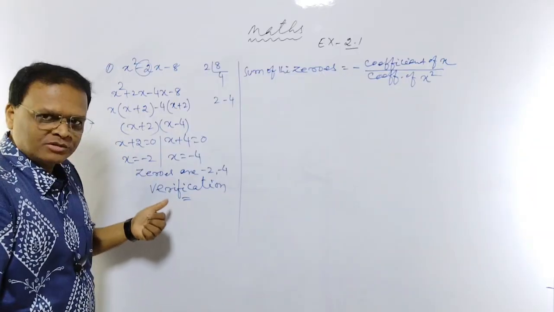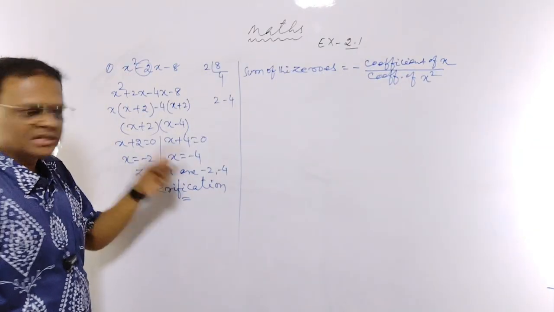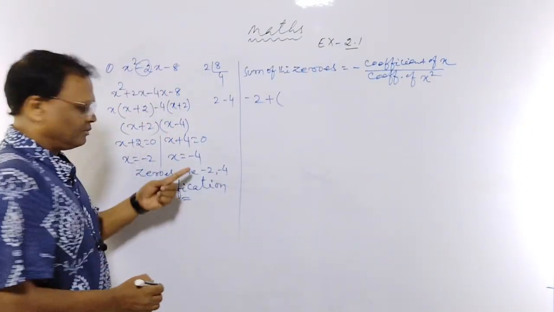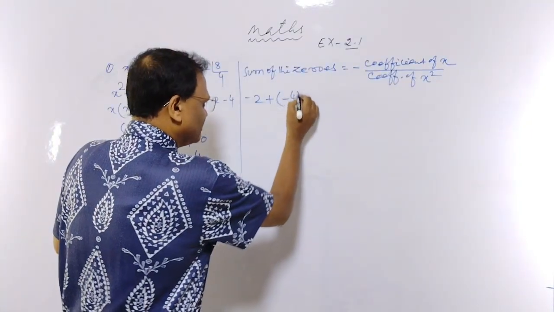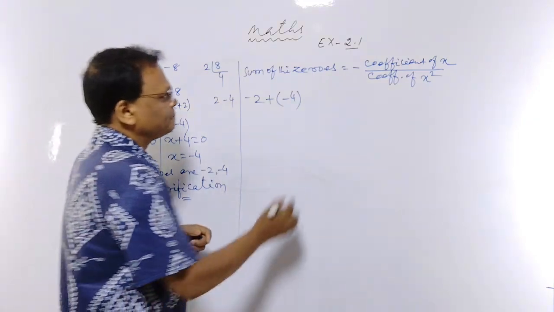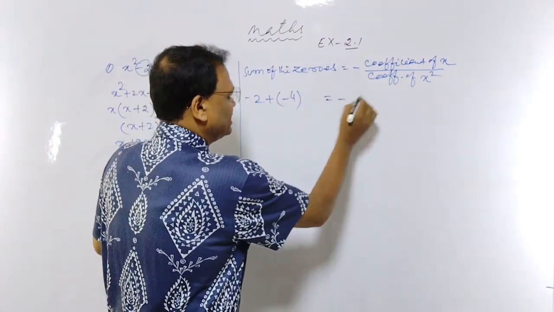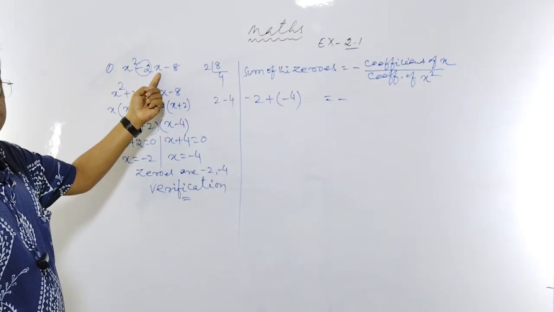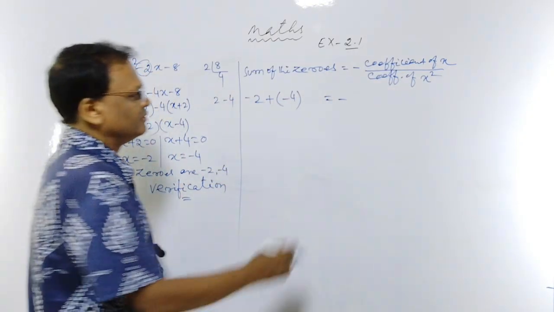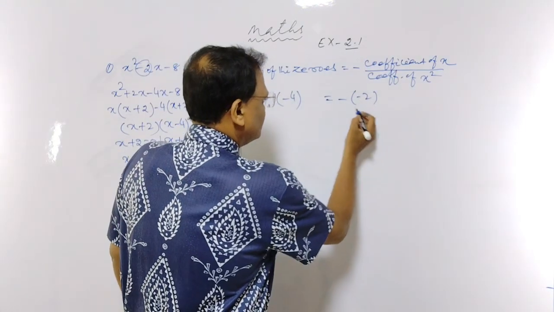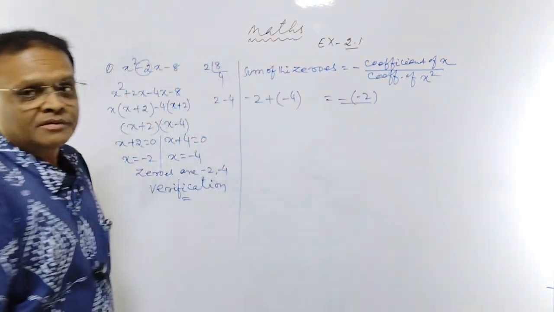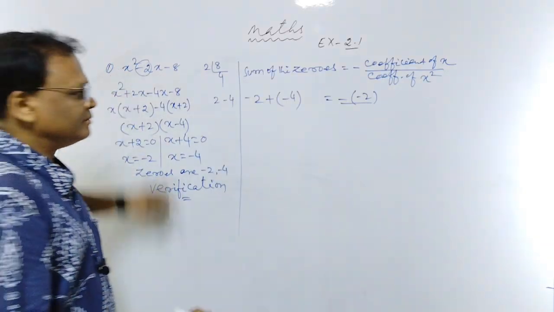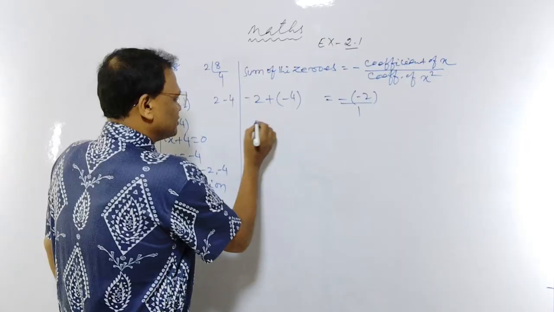Sum of the zeros, what are the zeros I got? Look at here, minus 2 and minus 4. Let me write minus 2. I have to add minus 4, both the zeros. Both the zeros I have to add is equals to minus of coefficient of x. Look at here, what is the coefficient of x? This x. Coefficient of x means minus 2. Right here. Minus 2 divided by coefficient of x square. x square is here and coefficient is 1. Minus 2.